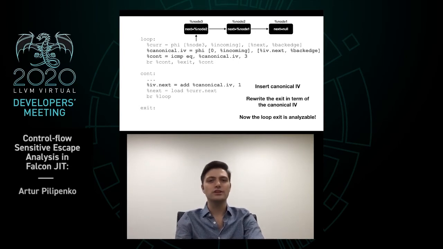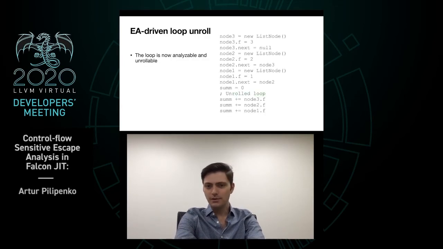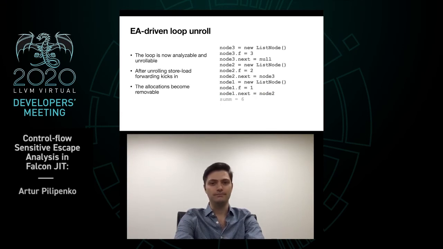So we would insert a canonical IV, we would rewrite the loop exit, and this rewrite makes the loop analyzable. In our example, the loop will also be unrolled after that. And after the unroll, store load forwarding kicks in, and the allocations become removable.